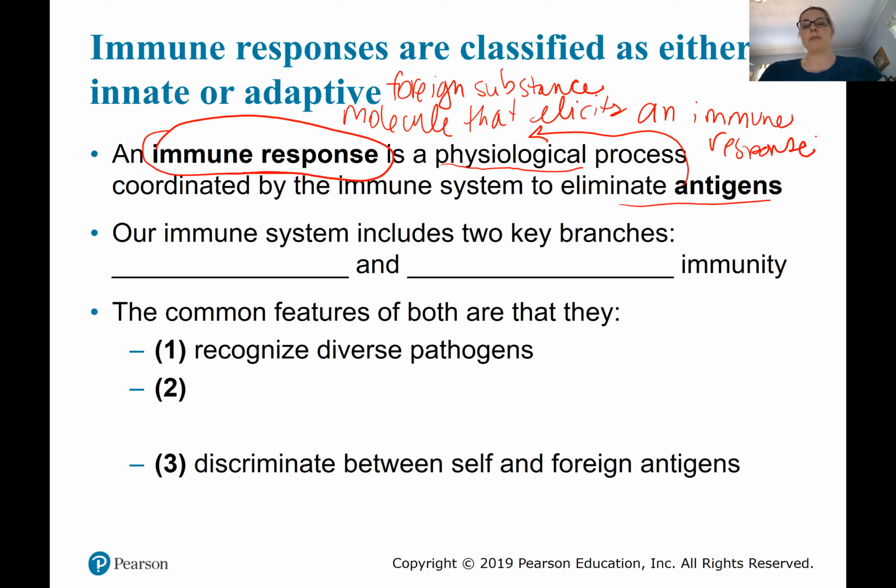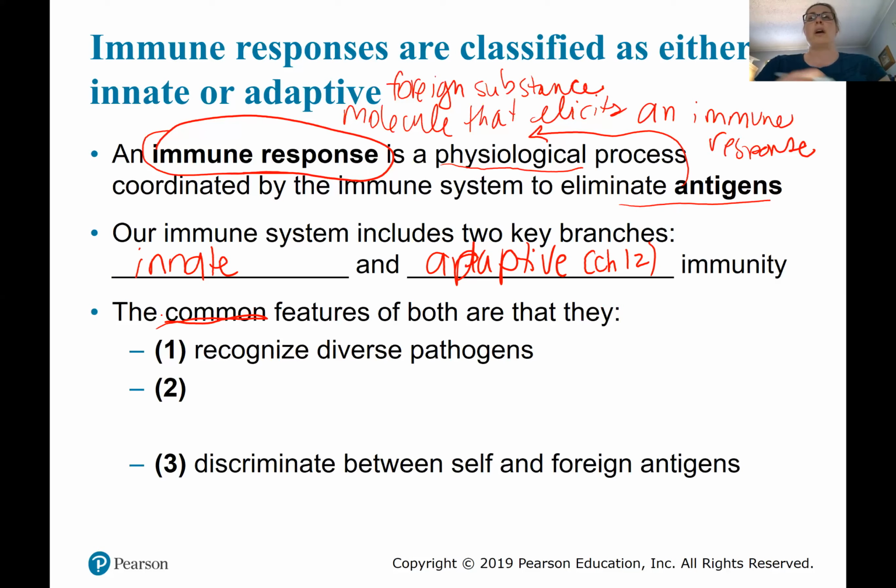Okay, now the immune system has two major branches or two major components. And the first one, which is dealing with our chapter here, is the innate immune system, and the other is the adaptive, and that's going to be in chapter 12. Now, we're going to focus on some of the differences here in a little bit, but there are some similarities that they have as well.